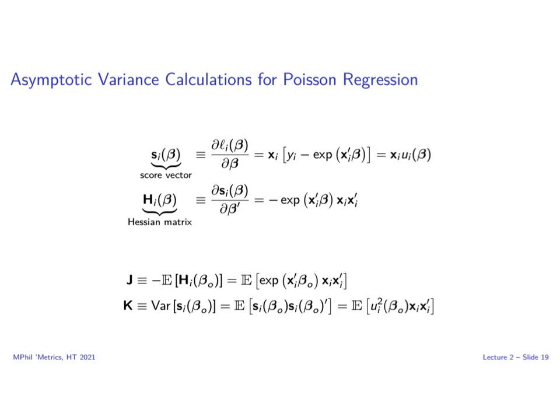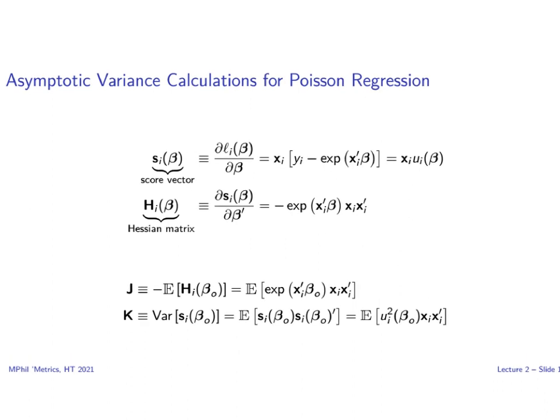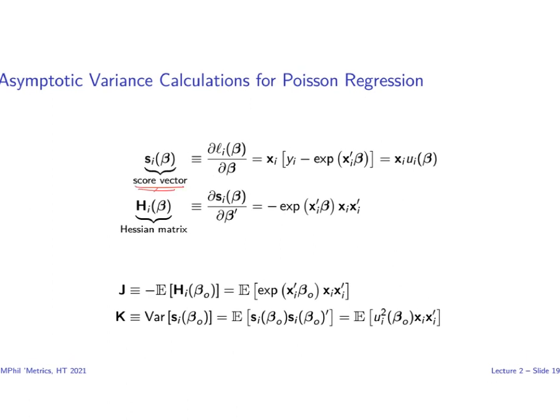In this video, we will examine different assumptions that lead to different asymptotic variance calculations for Poisson regression. Recall that we defined the score vector as the partial derivative of the log likelihood with respect to beta, and for the Poisson regression model, we showed that it took the following form.